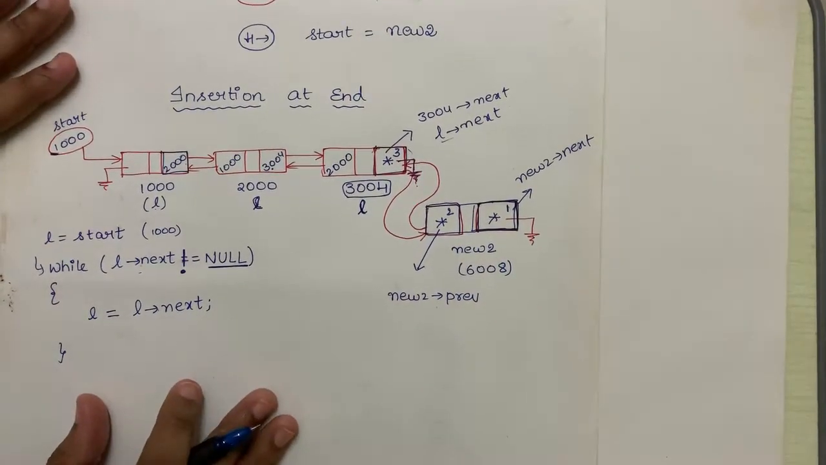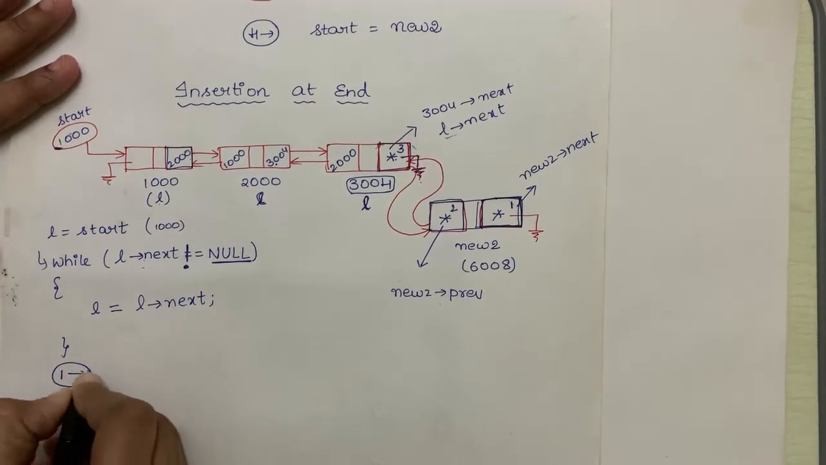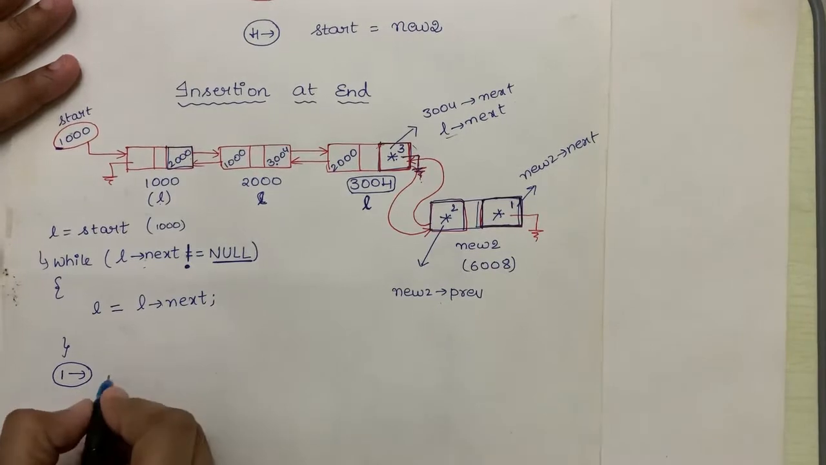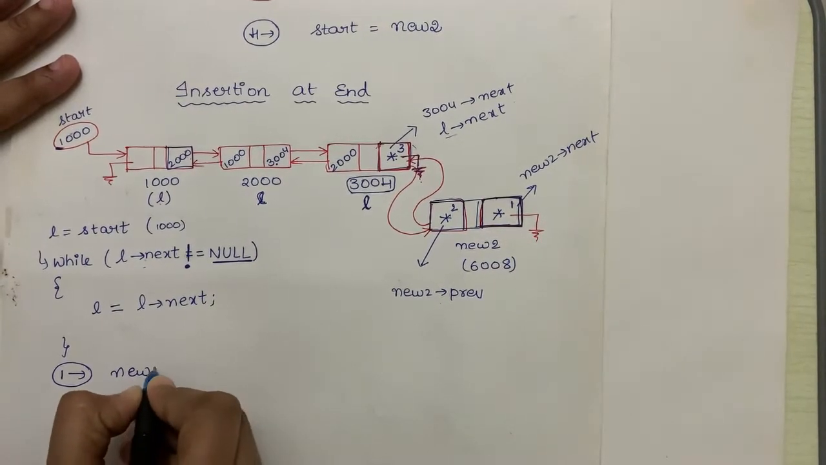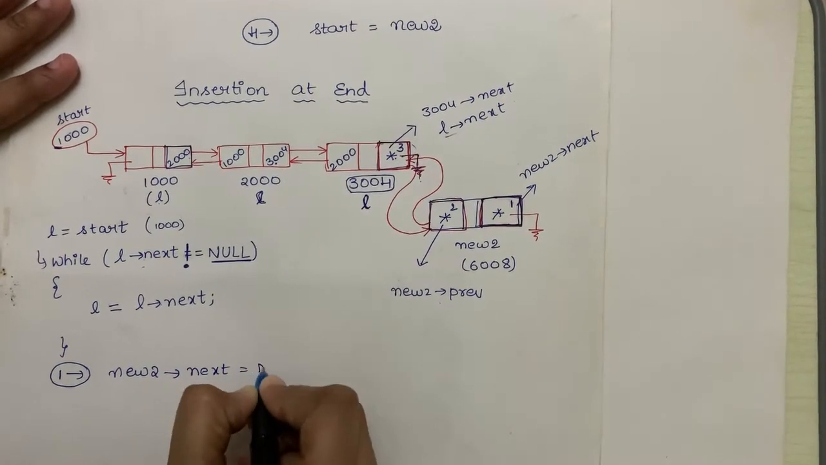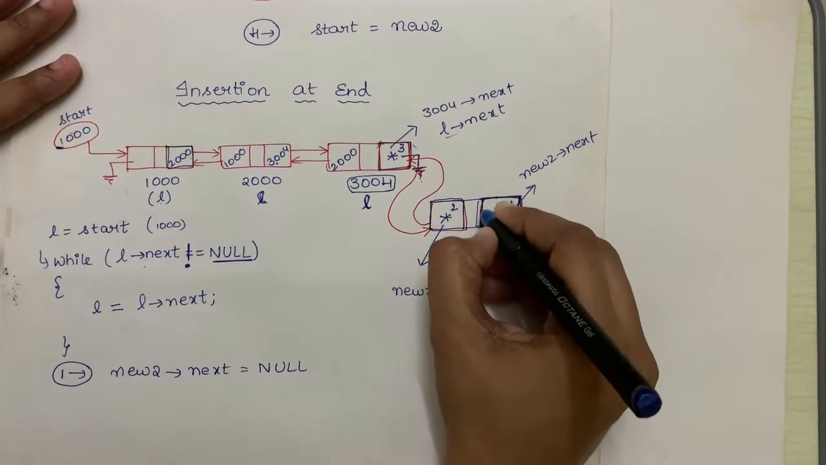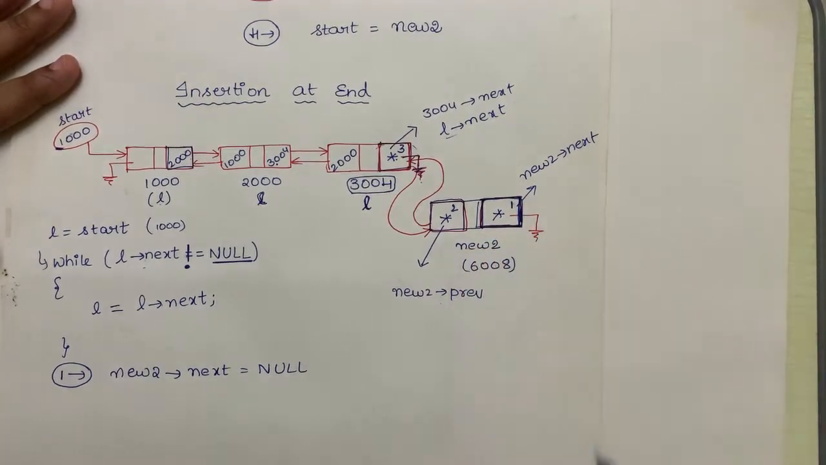So here I am writing down the statement for the first operation. First statement, that is new to next. New to next is equal to null. This is the first modification to be done in the new node third field.